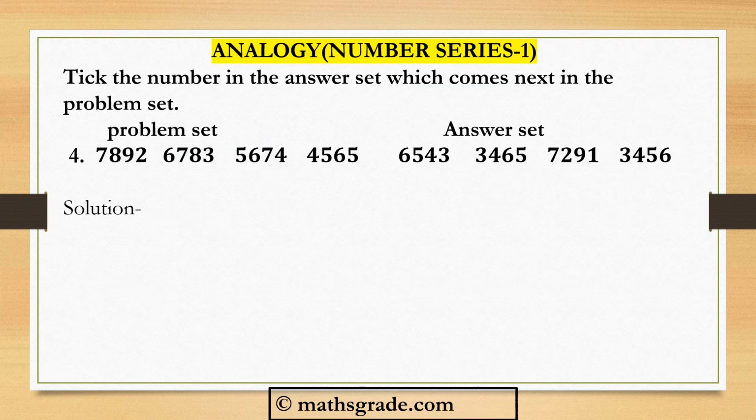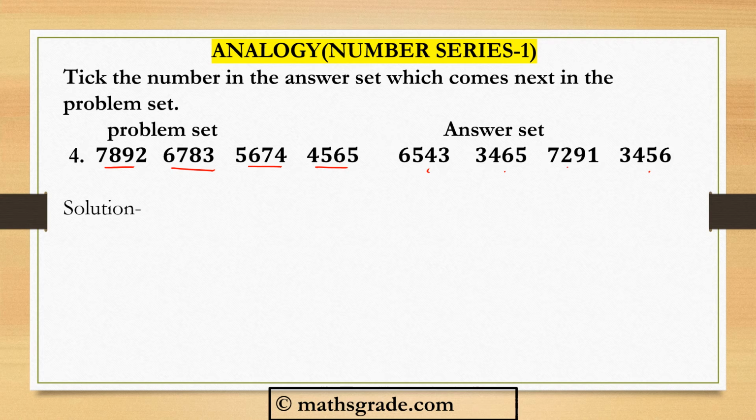Now question number 4. The numbers in the problem set are given: 7,892, 6,783, 4,565, and the numbers in the answer set are 6,545, 7,291, and 3,456. Which number should be the next number after the number 4,565? We have to choose from this answer set. So first find out the logic. What is the logic in these questions?